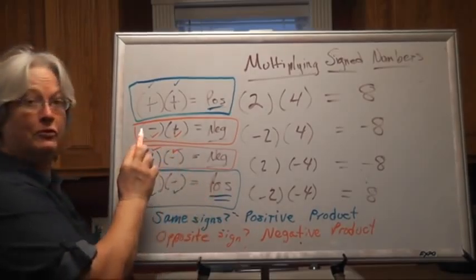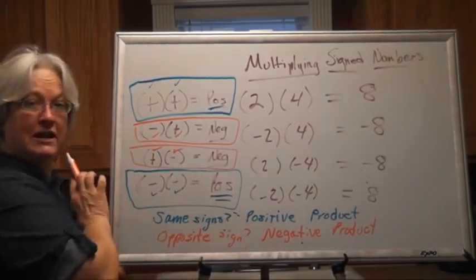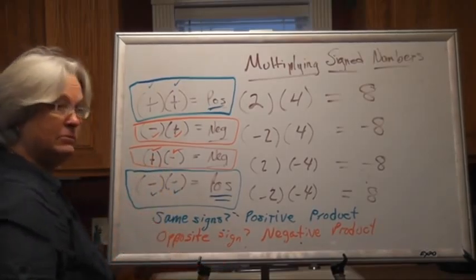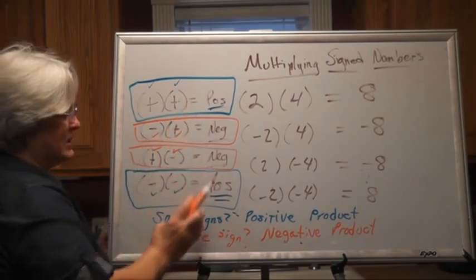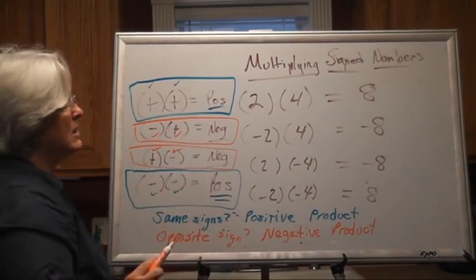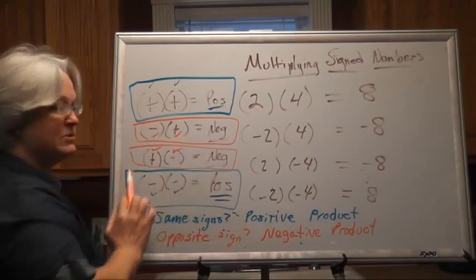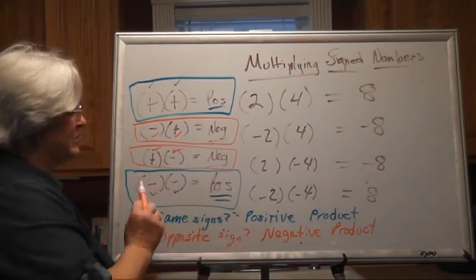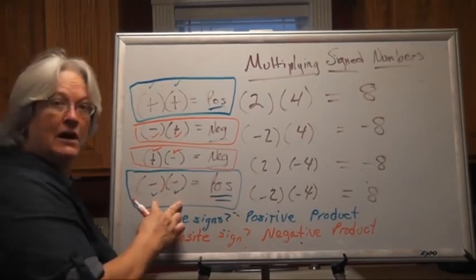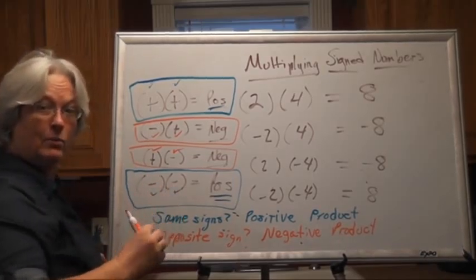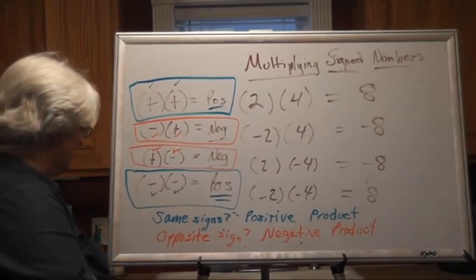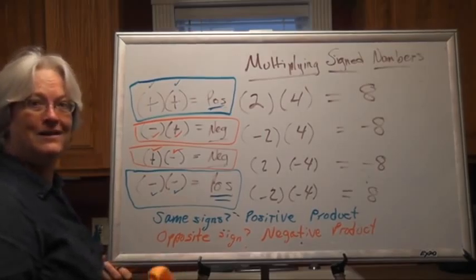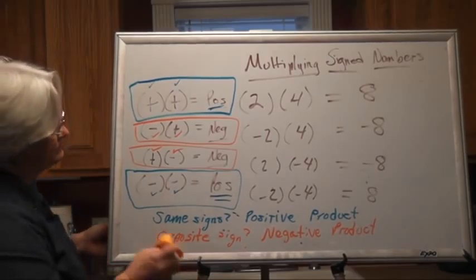Does it matter if your first factor is negative or if your second factor is negative? No, it doesn't matter at all. It's just if your signs are opposite, you get a negative product. If your signs are the same, obviously positive times positive gives us a positive answer. But also, if you have two negative factors that you multiply together, that will also give you a positive result. So that's all that you really need to know about multiplying signed numbers.